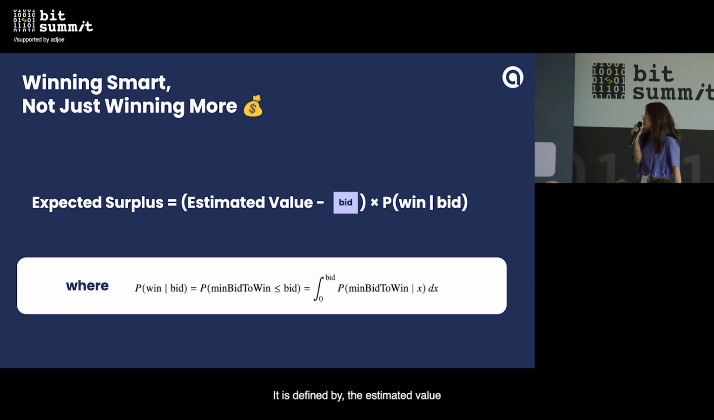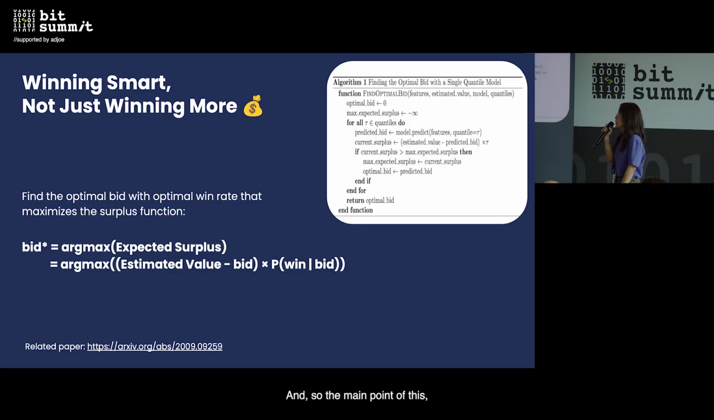And how is it defined? It's defined by the estimated value minus the bid that we chose, multiplied by the probability of winning this auction given the bid. For the second part, the probability of winning this auction given the bid, we assume that it equals the quantile that we selected for our BP model in the previous slides. And so the main point of this process is to find the optimal bid that has the optimal win rate and maximize the surplus function.